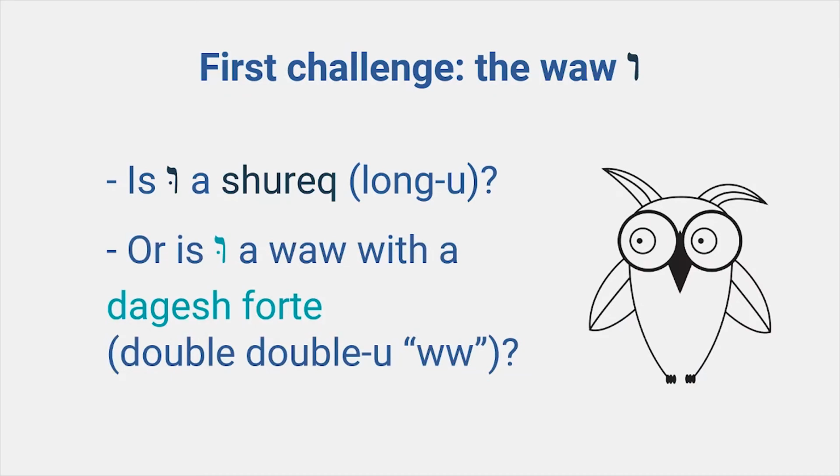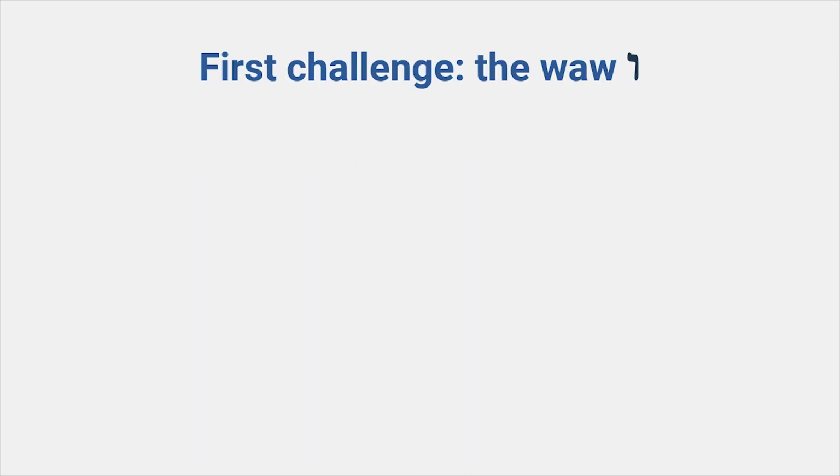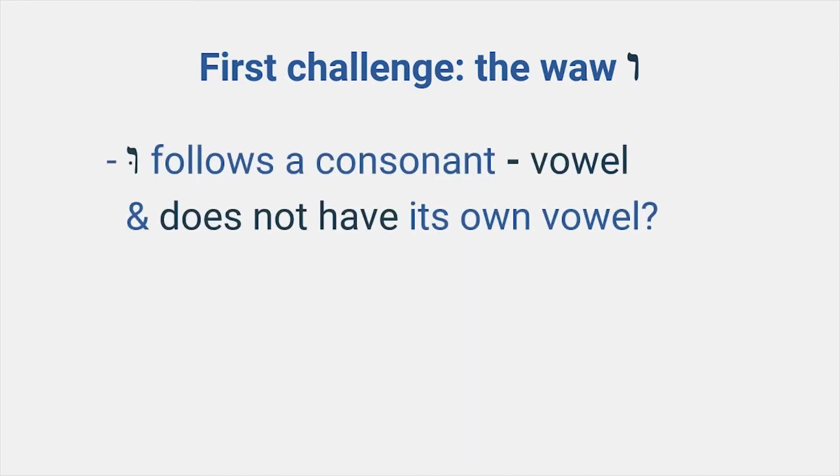So how can you distinguish between the two? If you see a Vav with a dot inside, how do you know if it is a W that is doubled, so a double W, or if it is a Shurek? Well, thankfully this one is quite easy to distinguish.